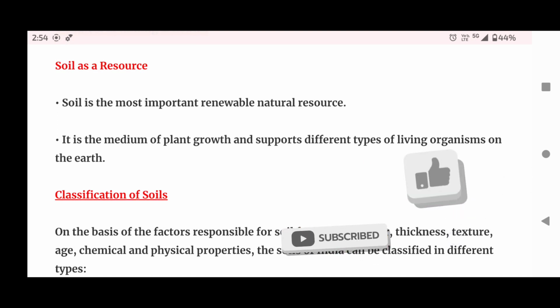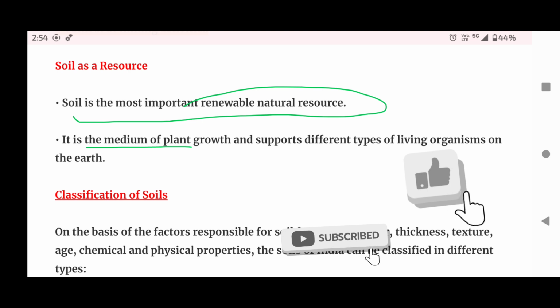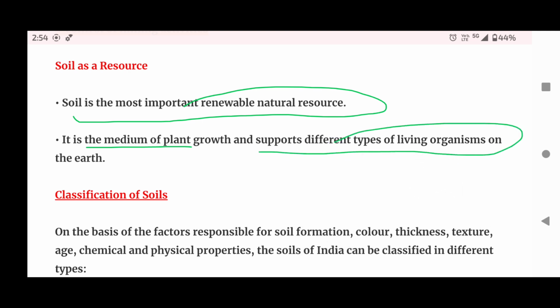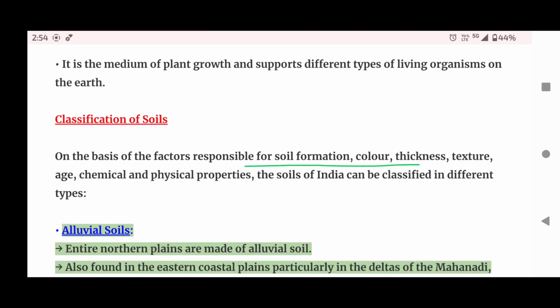Soil as a resource. Soil is the most important renewable natural resource. It is the medium of plant growth and supports different types of living organisms on the earth. Classification of soils. On the basis of the factors responsible for soil formation, color, thickness, texture, age, chemical and physical properties, the soils of India can be classified into different types.